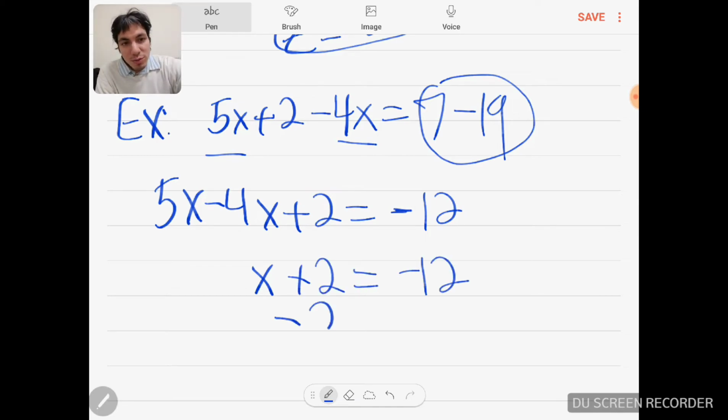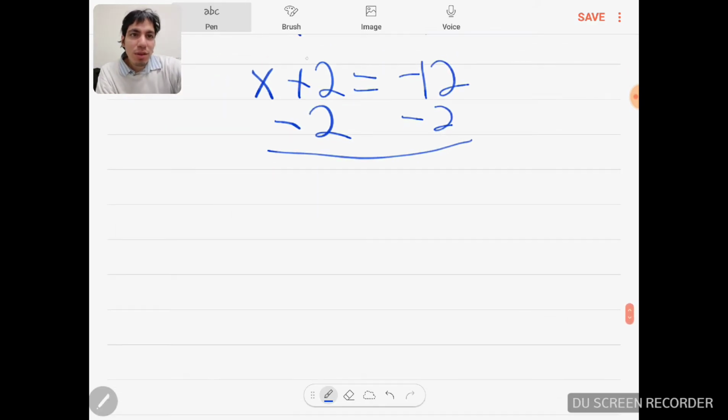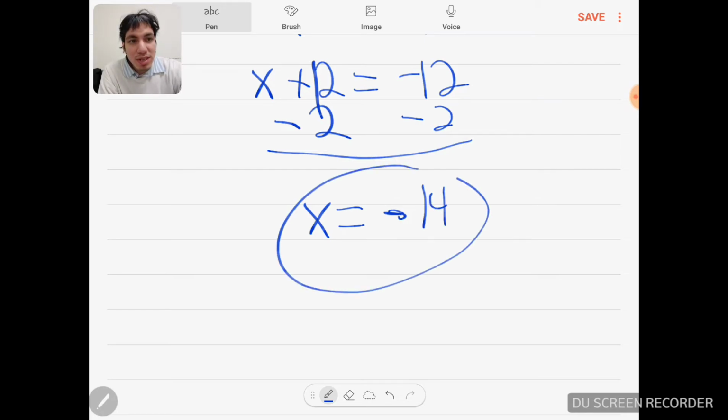So therefore, I'm going to subtract 2 on both sides. And now I'm left with x equals... Remember, the signs are the same. You keep the sign and you add the numbers. And I'm left with negative 14 as my answer.